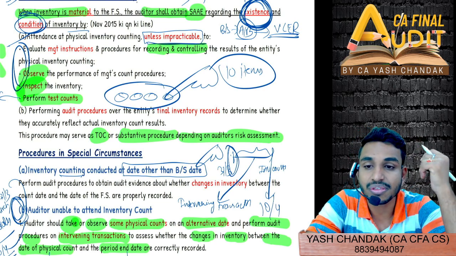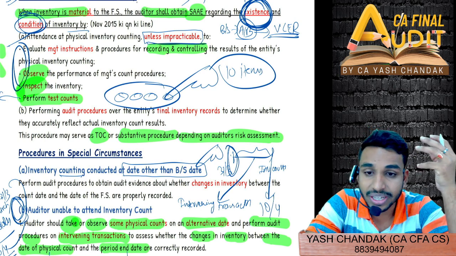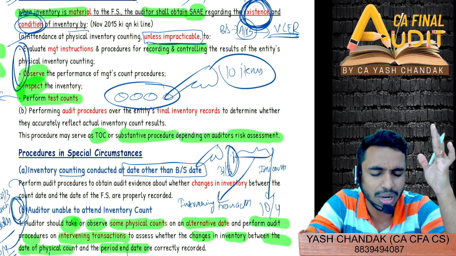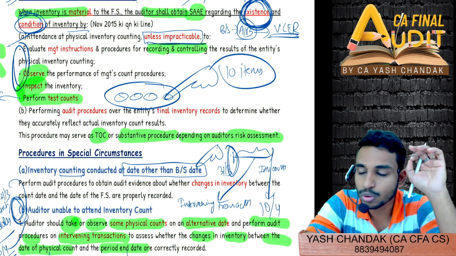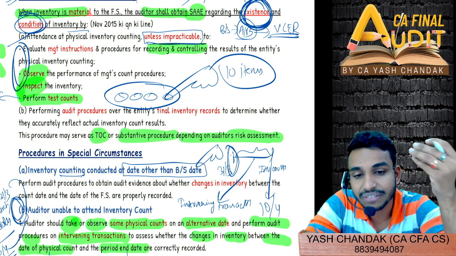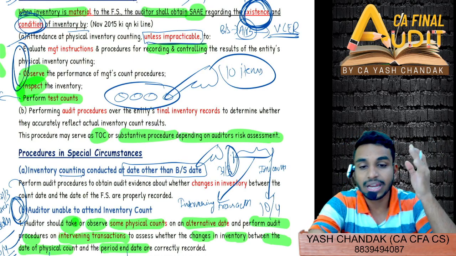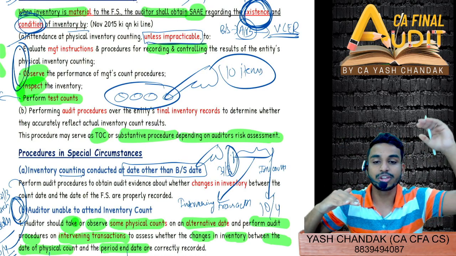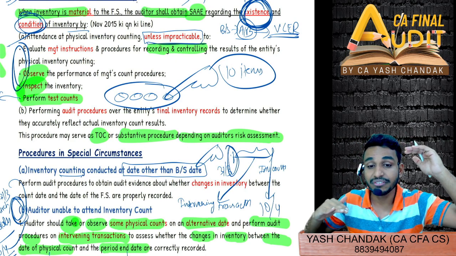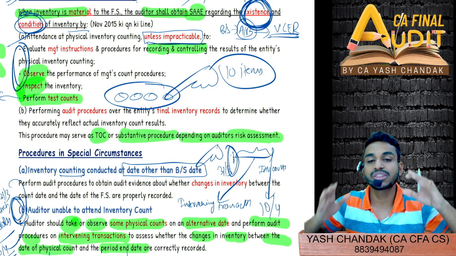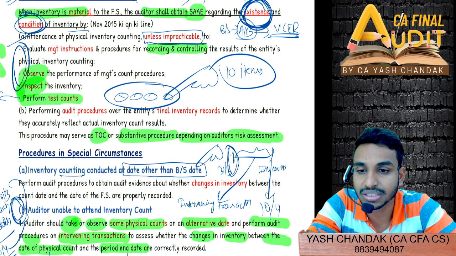Now special circumstances arise when inventory counting was conducted not on 31st March, that is, not on the balance sheet date, but on a separate date. So you just have to attend the inventory counting on that separate date, but reconcile, because as on 31st March we have to evaluate the inventory, and the counting is done on, suppose, 10th April. So reconcile the 10 days' purchases and sales with the 31st March inventory.